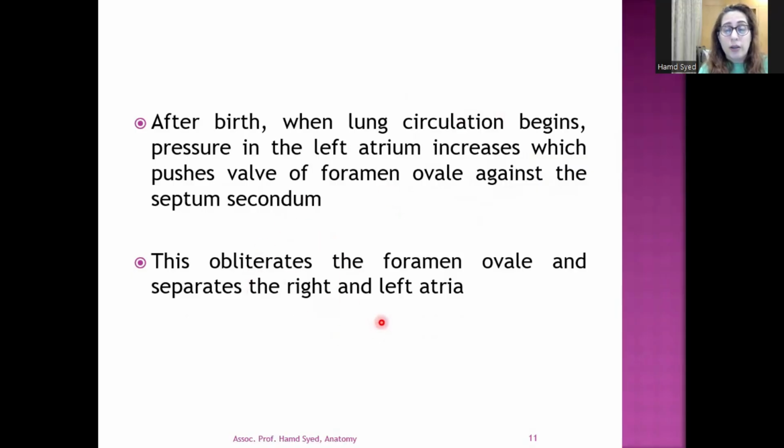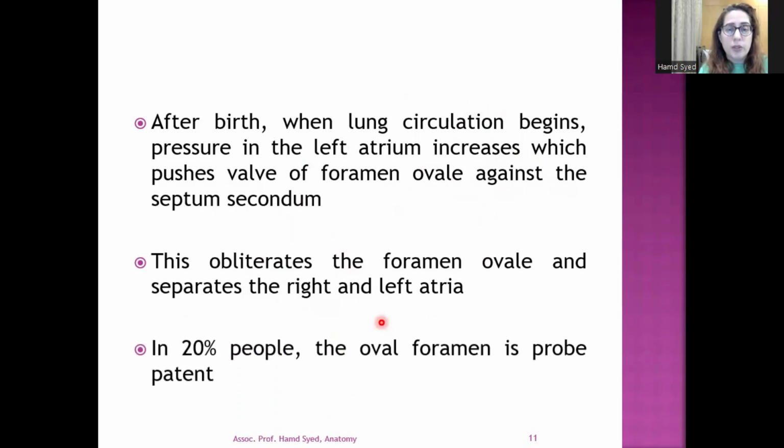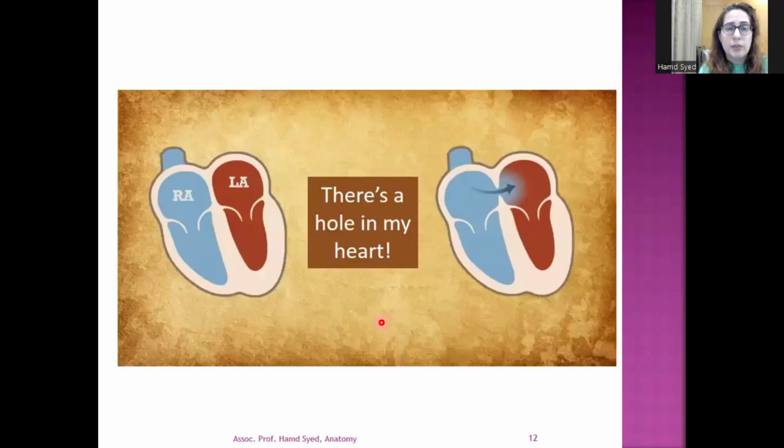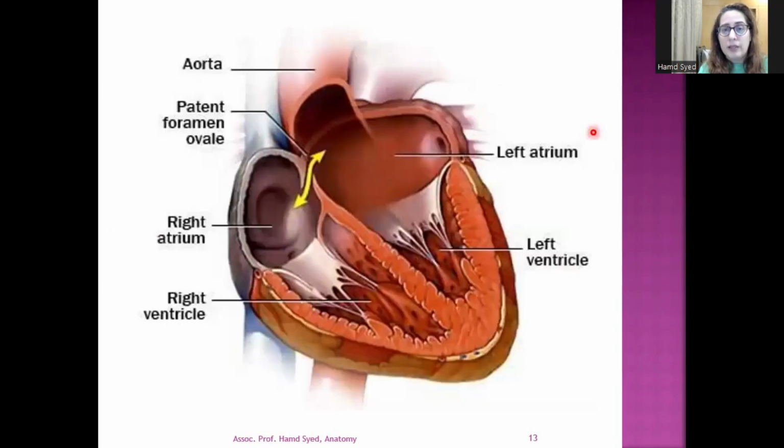This obliteration in the beginning of life is functional. In 20% of people, the foramen ovale remains patent, and that is known as the patent foramen ovale, which is usually asymptomatic. So if the permanent closure of that foramen ovale doesn't occur, then that means there is going to be an opening after birth between your right and left atria. And this is simply known as the hole in the heart. And it can be symptomatic, and we will talk about the atrial septal defects as well.